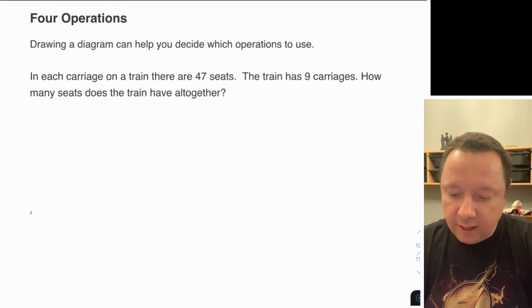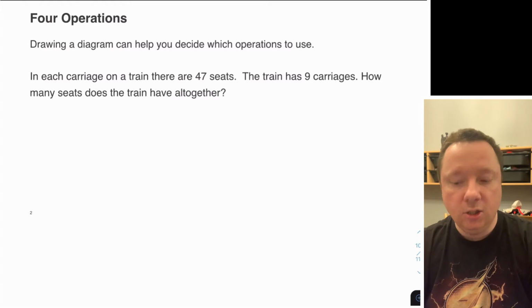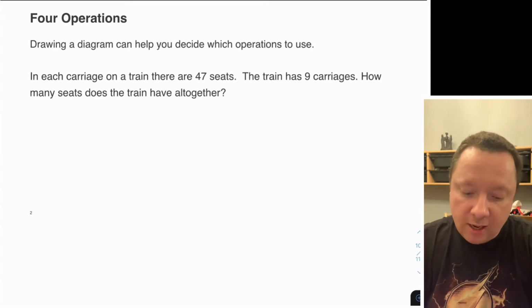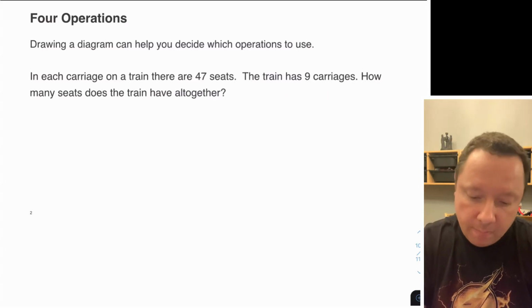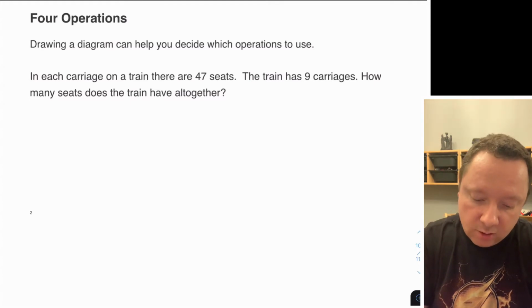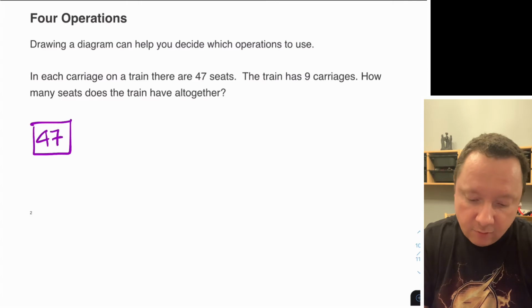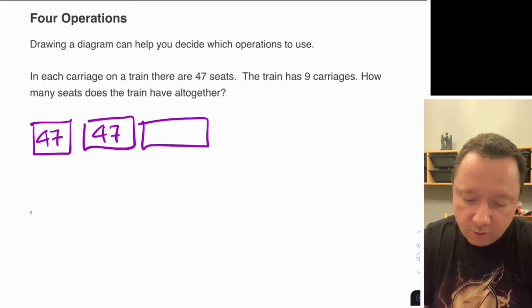It says here that drawing a diagram can help you to decide which operation to use. In each carriage on a train, there are 47 seats. The train has 9 carriages. How many seats does the train have altogether? So if I draw a little picture, imagine this is a little train carriage. I've got 47 seats. I've got another one, 47 seats. I've got another one, 47 seats.